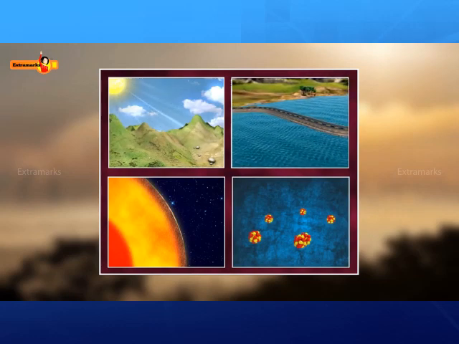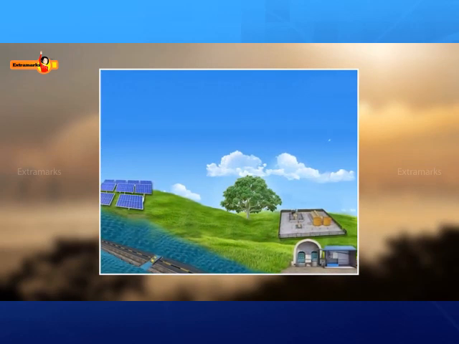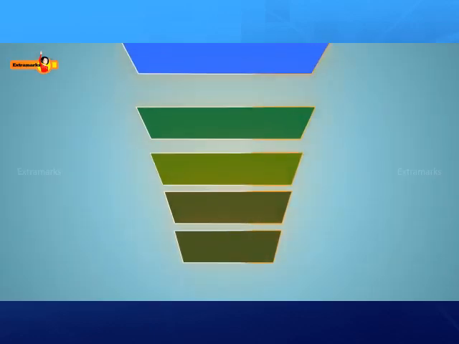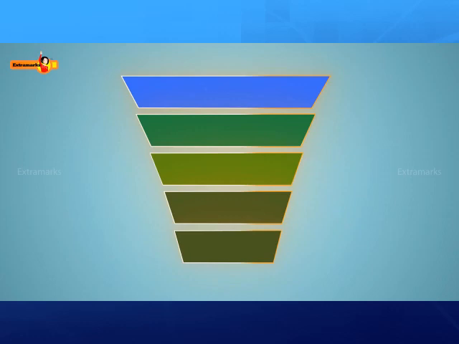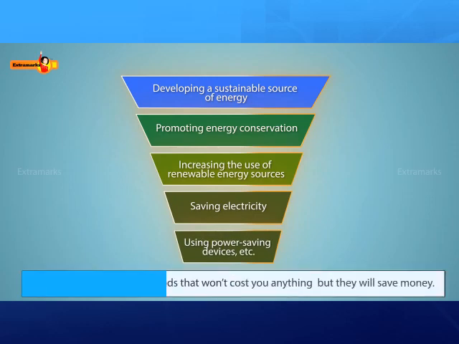Conservation of energy refers to efforts made to reduce energy consumption and to increase efficiency of energy use. Conservation of energy resources is inevitable. The rising consumption of non-renewable energy resources will finish them and they will not be left for our future generations. We should take the following steps to conserve energy resources: developing a sustainable source of energy, promoting energy conservation, increasing the use of renewable energy sources, saving electricity and using power-saving devices, etc. There are a number of methods that won't cost you anything, but they will save money.